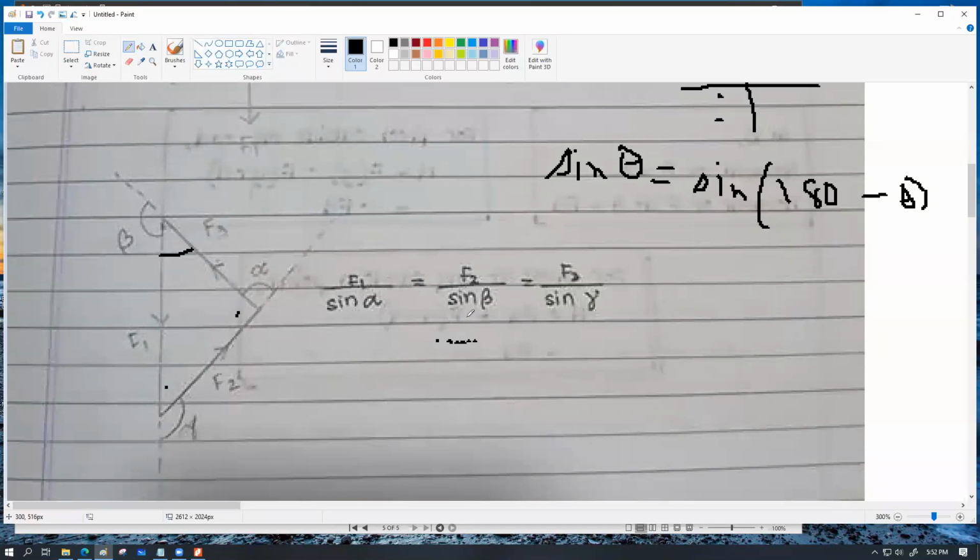I didn't mean to ask you any question, but what I'm trying to tell you is that this sine rule application is exclusively applicable for cases whenever there are three forces. Three is the key word here. Three forces are producing equilibrium on an object. Yes, sir. Okay.